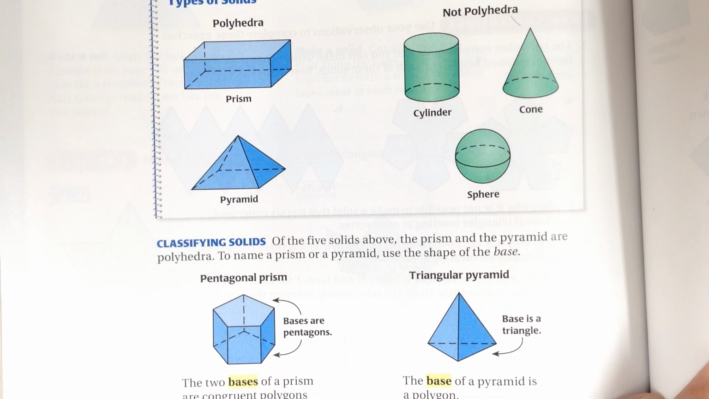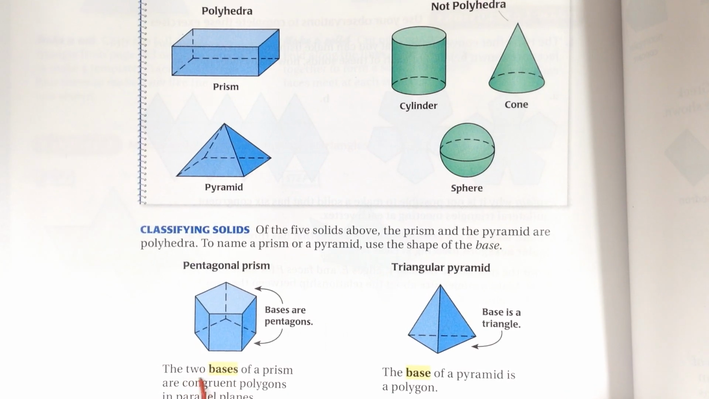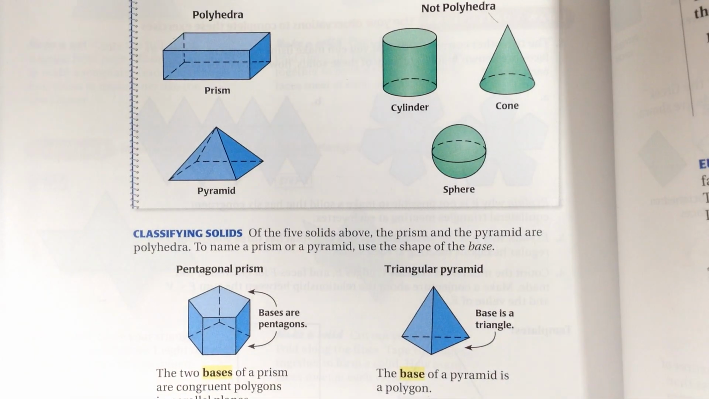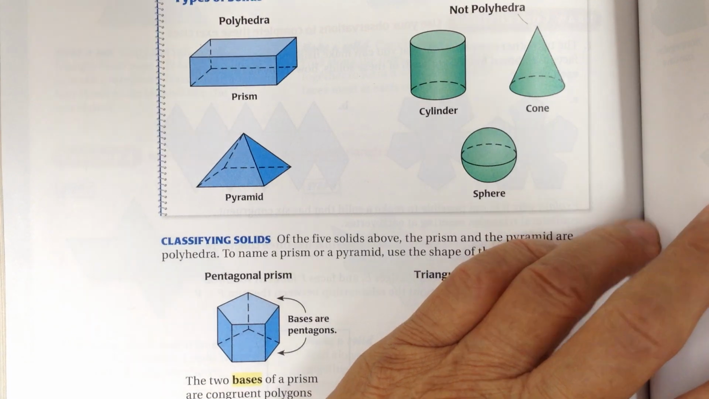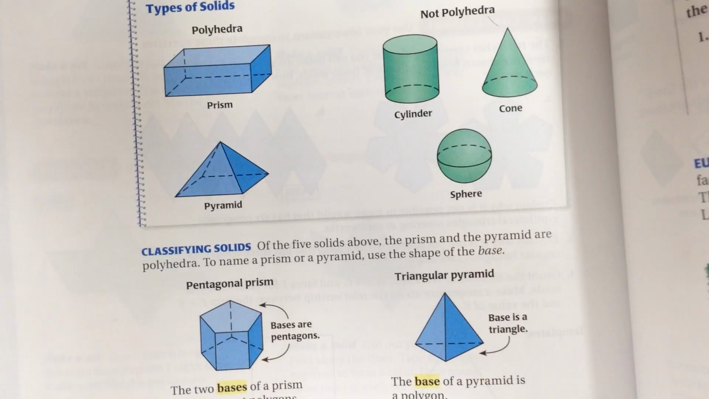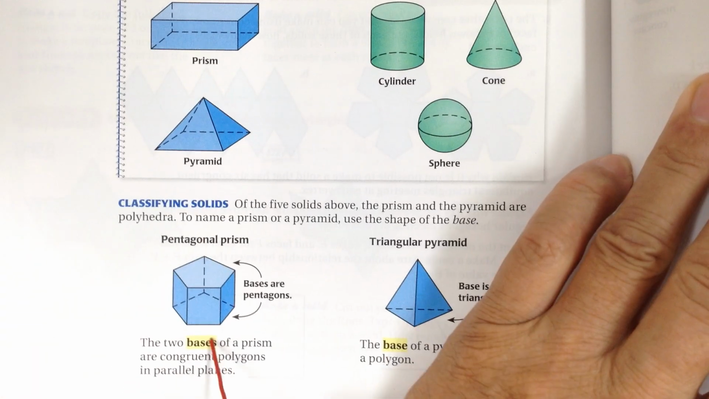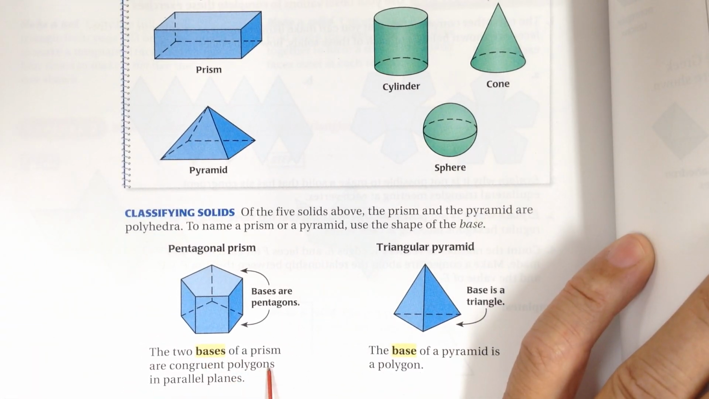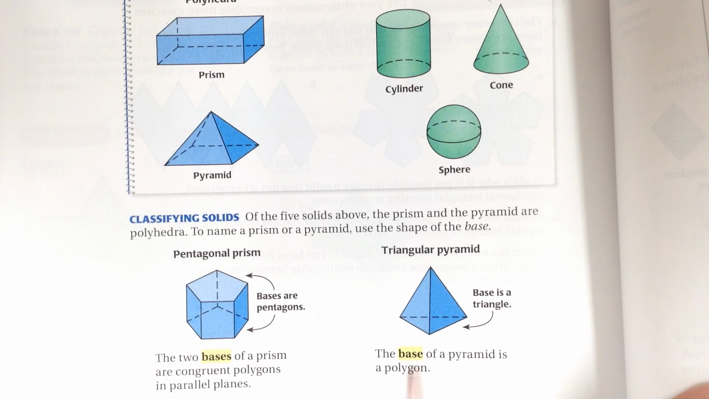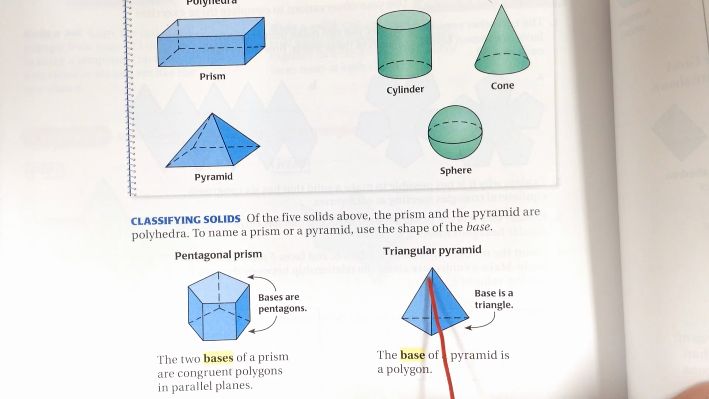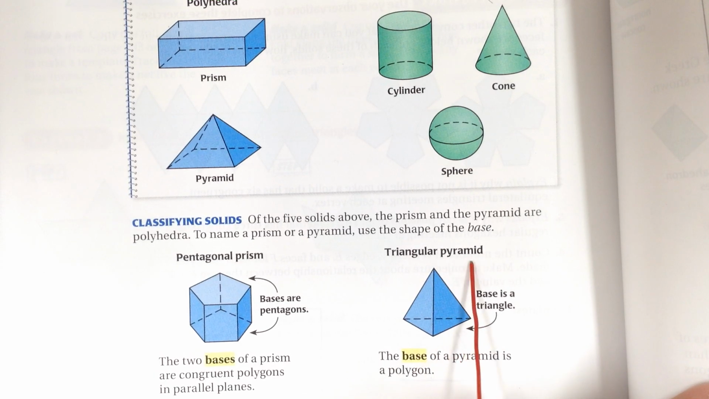Over here, it says the two bases of a prism are congruent polygons in parallel planes. Again, they are congruent and parallel. Everything goes straight up. Over here, the base of a pyramid is a polygon, but again, it goes to a single point on the top. So make sure you know the difference between a prism and a pyramid.